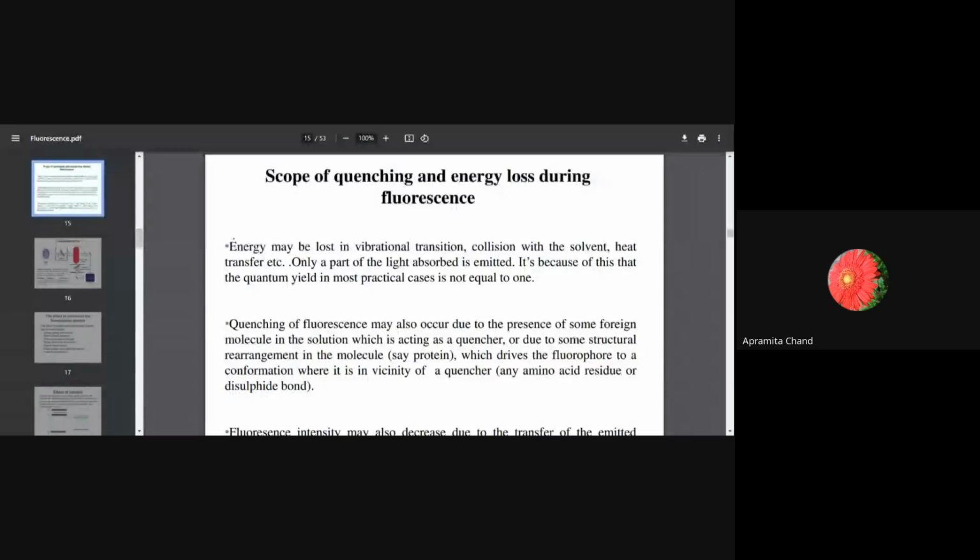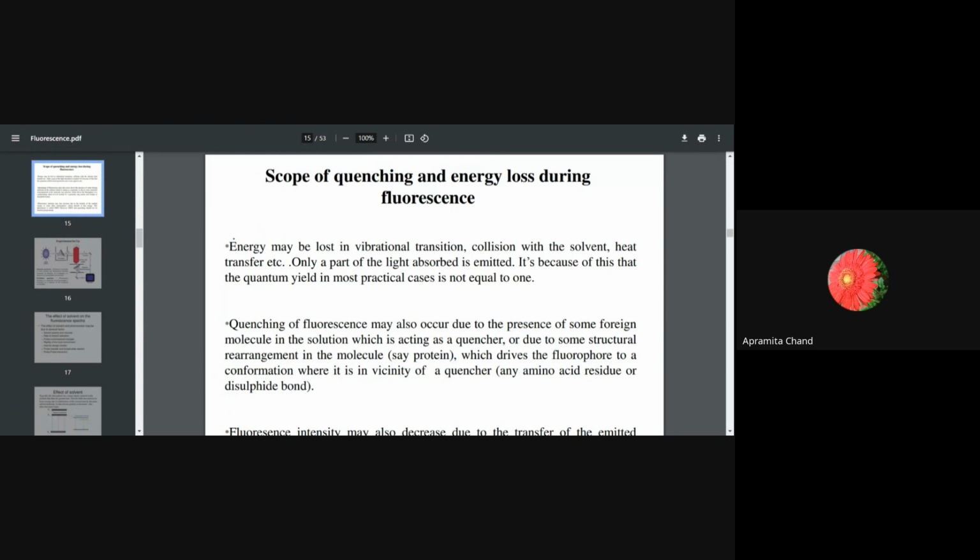Okay, so we have talked about when quantum yield can become 1, and we have said that it is when the quenching concentration is 0, and we have already discussed some conditions relating to when the quantum yield can be 1. But why can't quantum yield become 1 for most practical cases? Because a lot of energy is lost in vibrational transition and collision with the solvent, and only a part of the light absorbed is emitted.